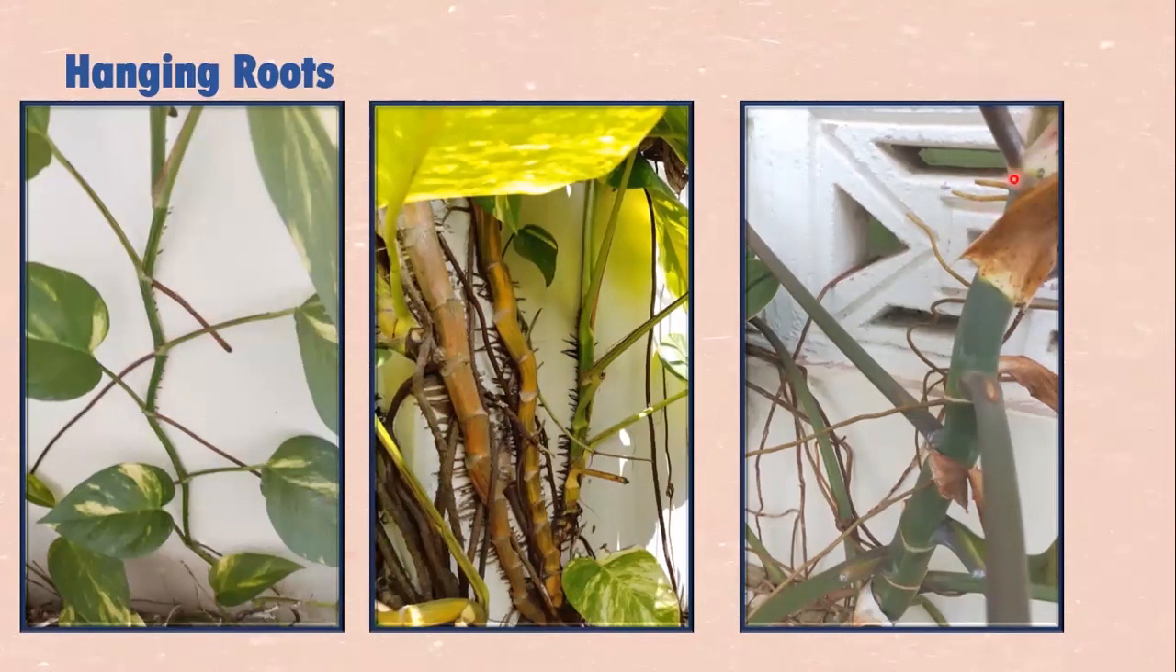So these are also hanging roots. Here, hanging roots. See the stem? The stem is weak. It has hanging roots. It will have clasping or climbing roots somewhere. But the hanging roots are very obvious here.